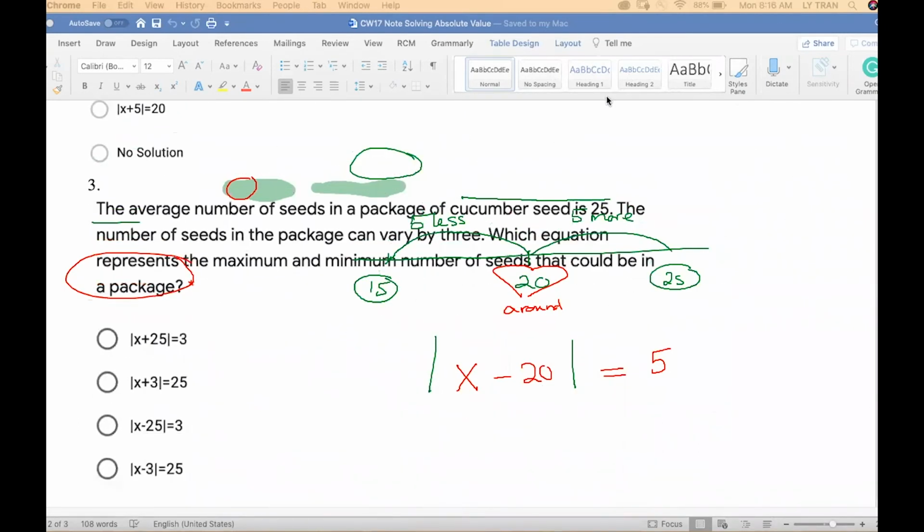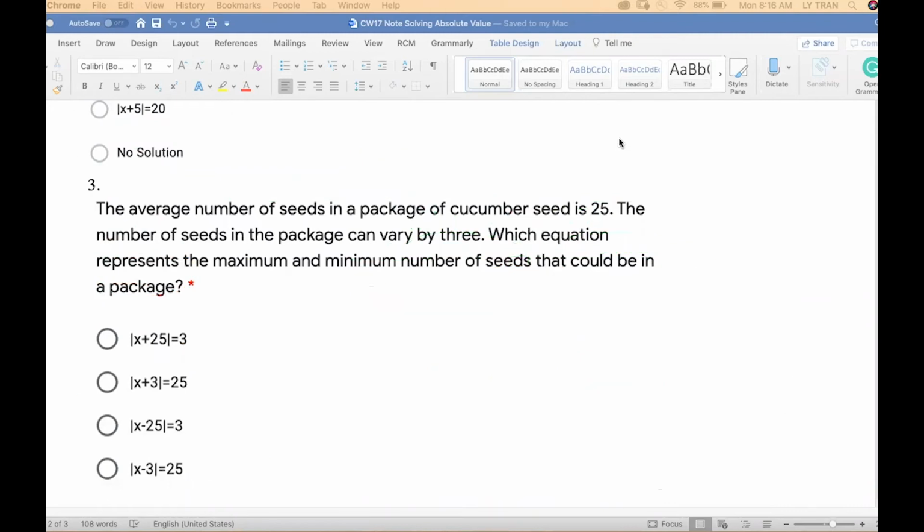Okay, how about we try the last one? Same deal: pause, do it yourself first and check the answer with me. Right here, I'm going to have the average seed count of a cucumber. I can't really say this word. Okay, but anyway, cucumber seed is 25. The number of seeds in the packet can vary by 3.